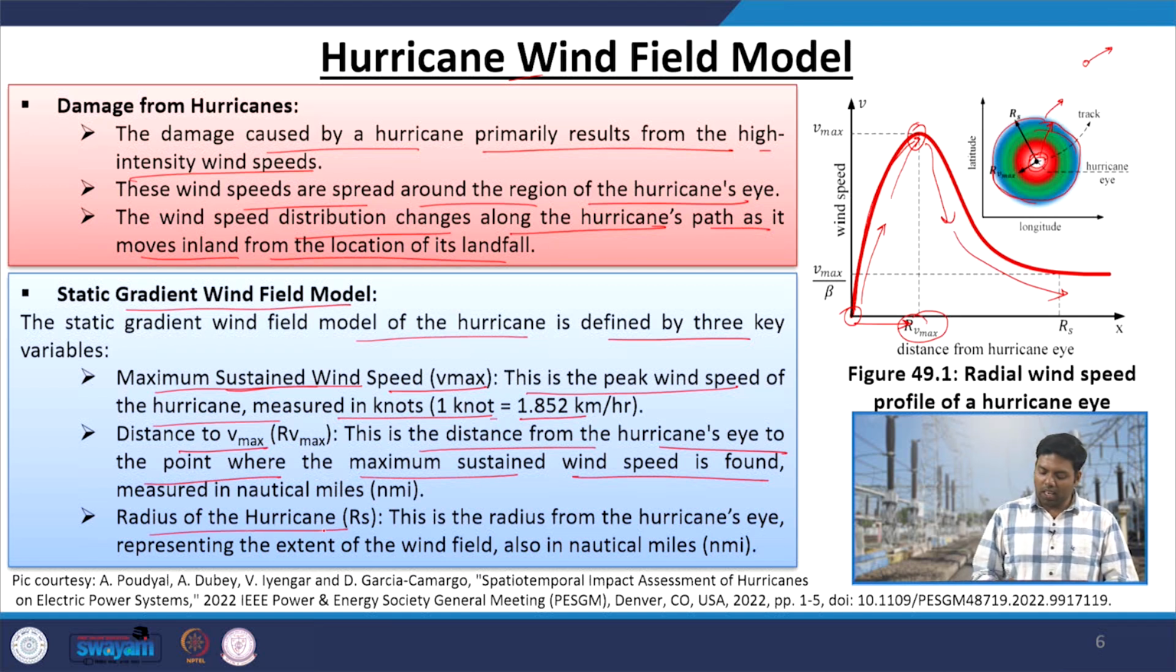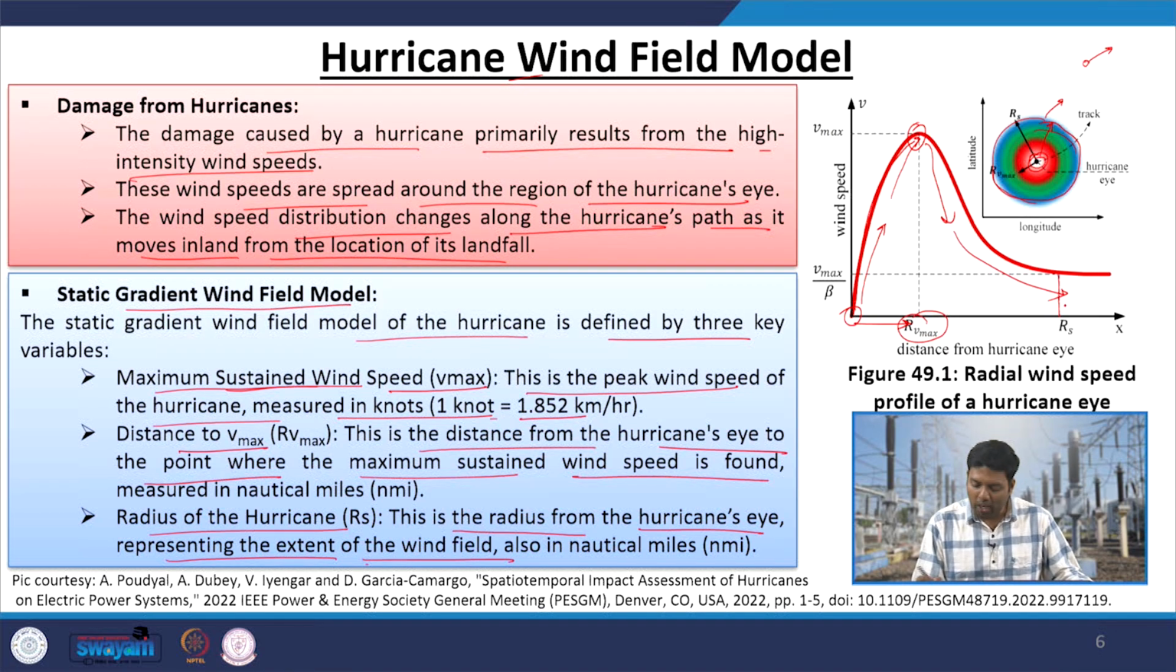Then the radius of the hurricane, this is the radius from the hurricane eye representing the extent of the wind field. Means till that point you have the effect of the hurricane, that is your Rs.